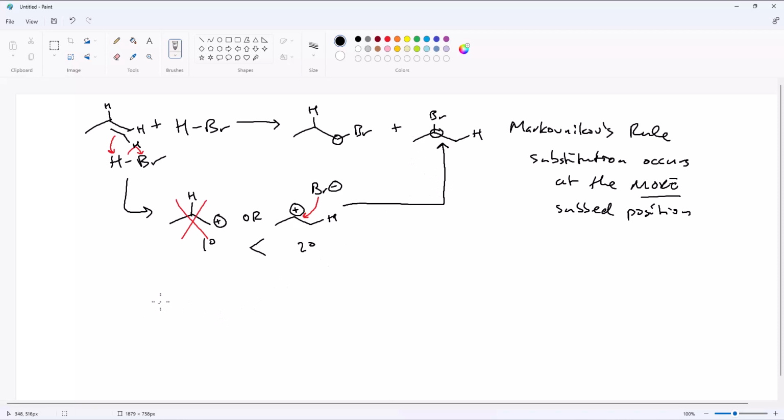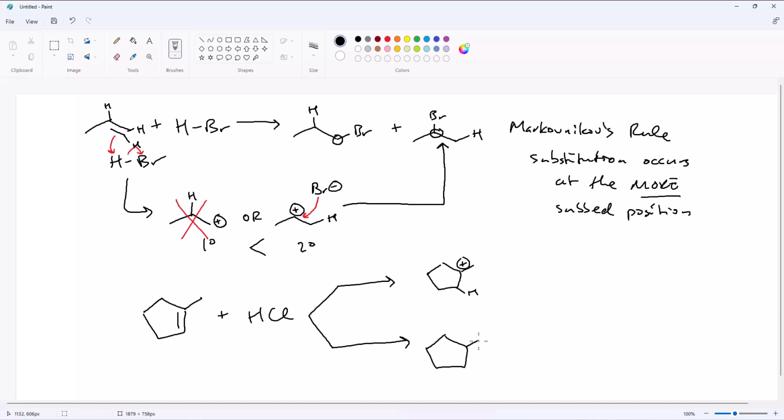Just to look at another example of Markovnikov's rule, say we had an alkene like this, and we added HCl. Again, there's 2 possible options that form from 2 possible carbocations, so we can imagine one intermediate where we have a carbocation on the tertiary position, and another intermediate where we have the carbocation on the secondary position. So we have secondary versus tertiary.